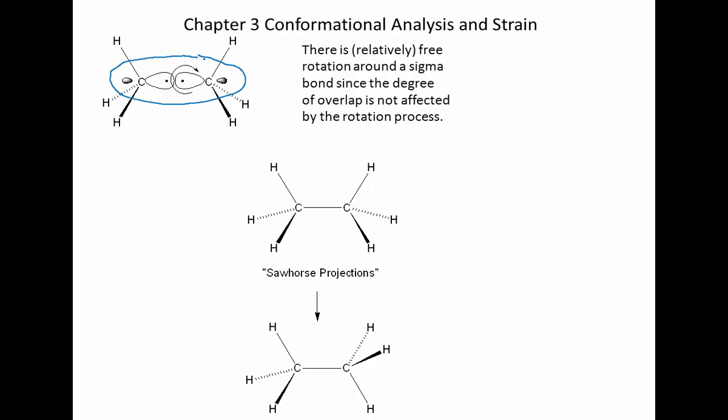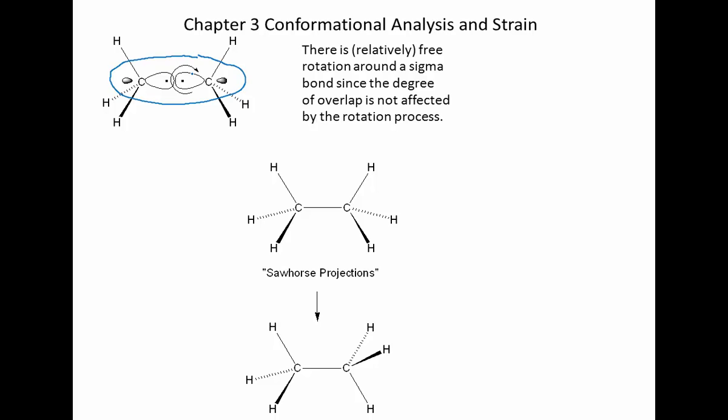And notice that if you rotate around the sigma bond like this, kind of like a propeller on an airplane, you don't really do anything to the degree of overlap. So the bond is not affected by this type of rotation. So in a sense, we can have relatively free rotation around a carbon-carbon sigma bond. As we'll see in a few minutes, it's not completely free, but it's pretty close to being free.